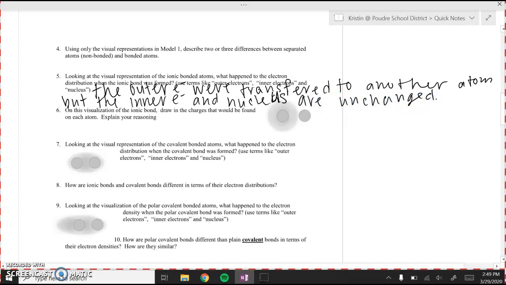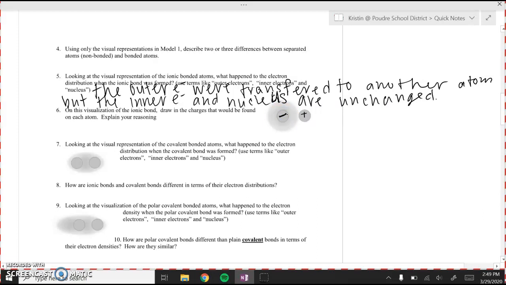Okay. So here's our visualization for ionic bond. Draw the charges that would be formed. So the one on the right lost its outer electrons, so it's going to become positive because it lost electrons. The one over here on the left gained extra in the outer shell, so it has extra valence electrons now, so it has a negative charge.